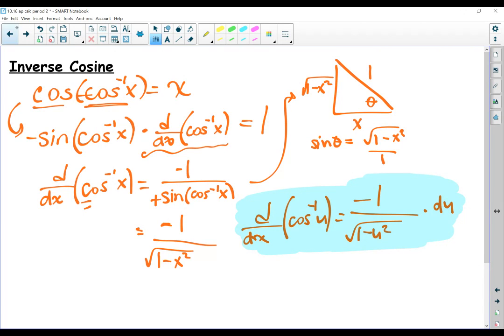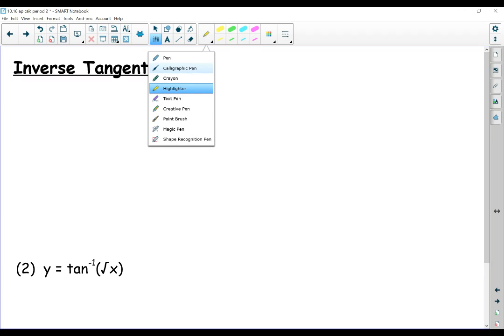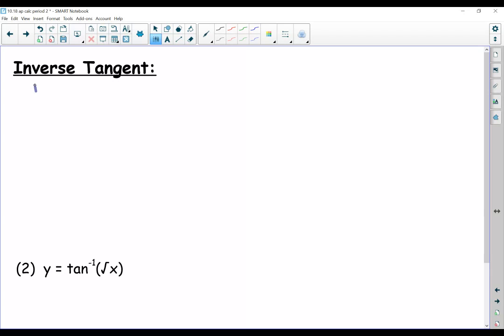Now let's just go ahead and prove inverse tangent. All right, team, guess how we're going to start it? It's going to be awesome. We're going to start it with an identity. So the identity we're going to use here is that the tangent of the inverse tangent is equal to x.